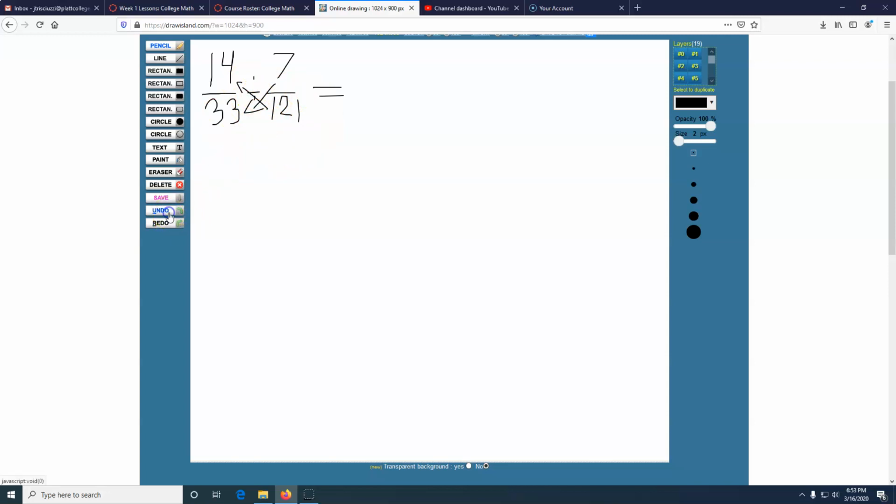Okay. So let's go ahead and back it up a bit. Let's use the keep, change, flip method. So keep, change, and flip. We'll keep it as 14 over 33.